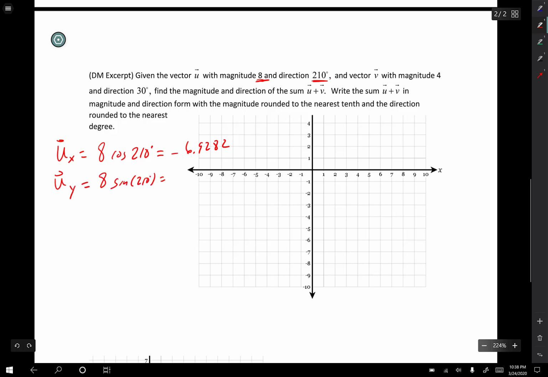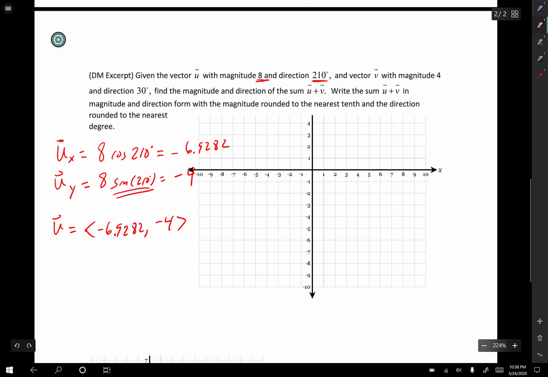And I believe, what's 210? Like half or something? Sine of 210 is negative half. So 8 times that, you're going to get negative 4. I'm doing this from the unit circle, guys. So there it is. This is my x and y component. So I'm going to write vector u is my x component, negative 6.9282, comma, my y component, negative 4.